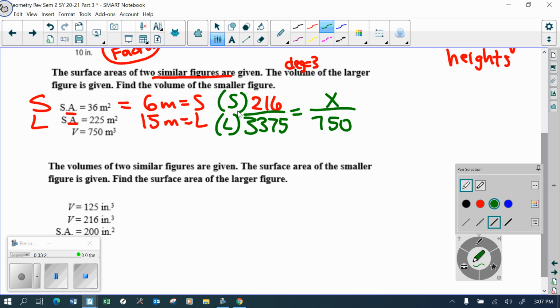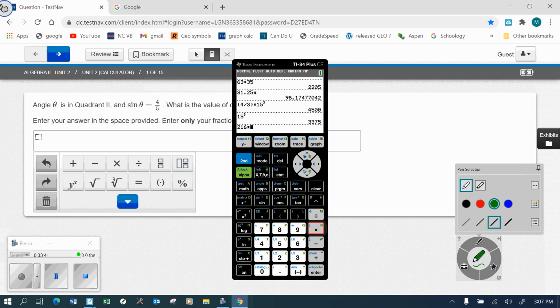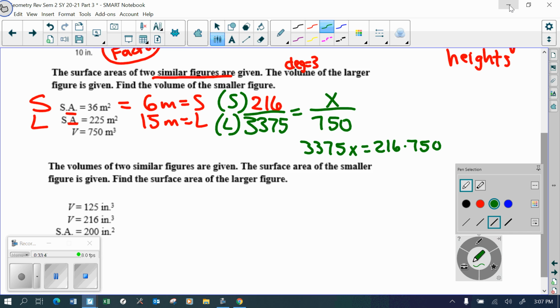So now I just go ahead and cross multiply. So I have 3375x equals 216 times 750. Now I just put it in the calculator. 216 times 750 divided by 3375 is 48. So x equals 48. So it'll be 48 cubic meters. Don't forget units or you lose a point.